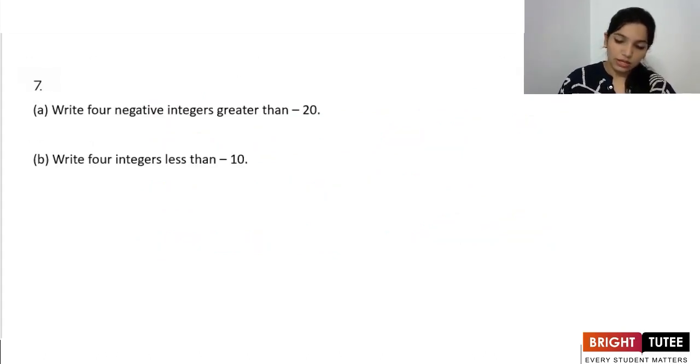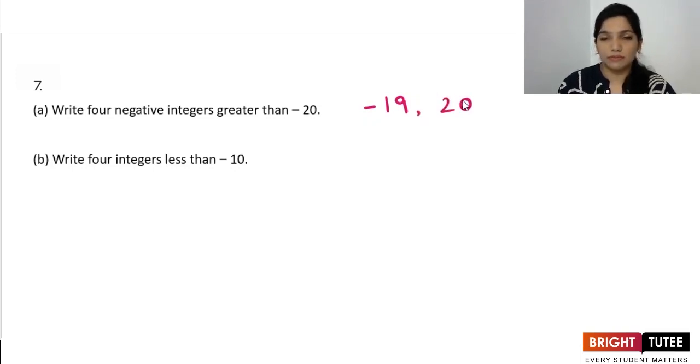Moving to the next one. Here we need to write 4 negative integers greater than minus 20. The answer may vary. You can write any number which is greater than minus 20. If I write the number minus 19, this is greater than minus 20. If I write 0, it's greater than minus 20. If I write 1 or say minus 1, all these numbers are greater than minus 20, right?